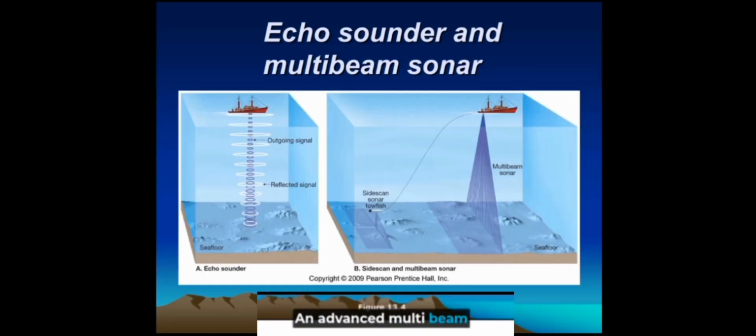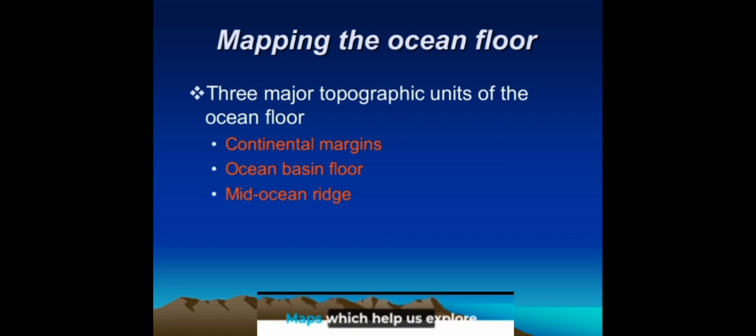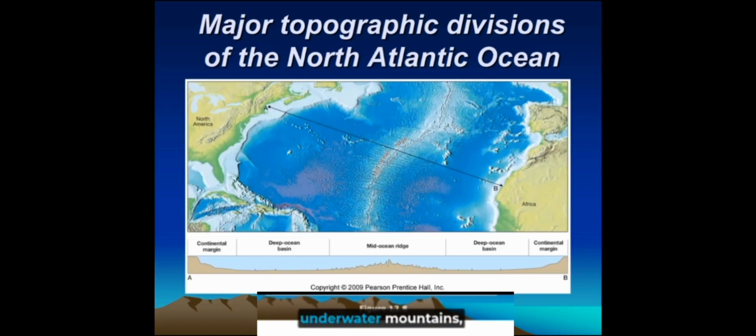An advanced multi-beam echo sounder is set up on the underside of the E/V Nautilus. This is a tool they use to create a detailed map of the sea floor. Maps which help us explore underwater mountains, locate shipwrecks, and understand the ocean's topography. Now, here's how it works.